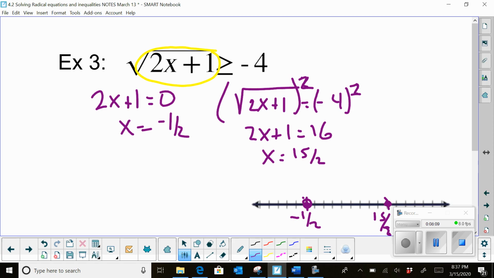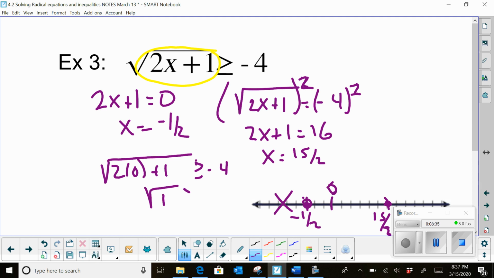And then let's test some values. We already knew that you can't be less than -1/2. That would give you a negative under the radical. Let's plug in 0. 0 is always a good thing to test. So you have the square root of 2 times 0 plus 1 is greater than or equal to -4. When I do the square root of 2 times 0 plus 1, that's just the square root of 1, which is 1. Well, 1 is greater than -4, so that's true. So I'm going to shade that.